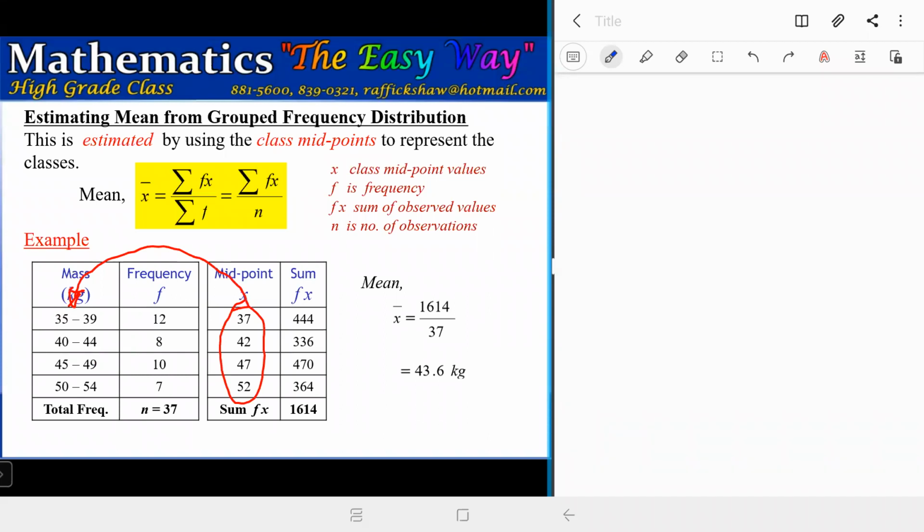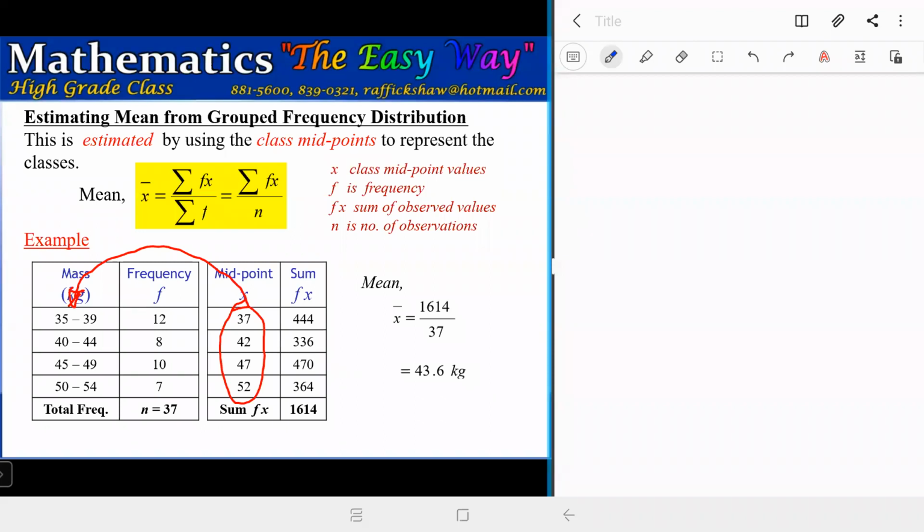In fact, it's more than likely not true. Not all of them are going to measure 37 in the first group. Not all of them in the second group are going to measure 42. Not all of them are going to measure 47. But you're using those values for the purpose of estimating the mean. You have to understand that.